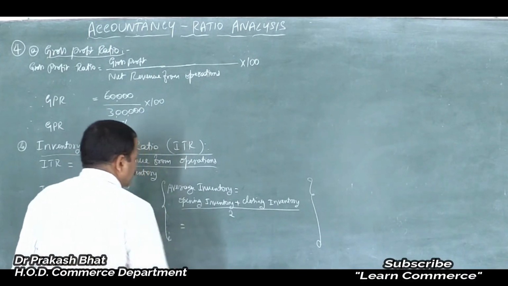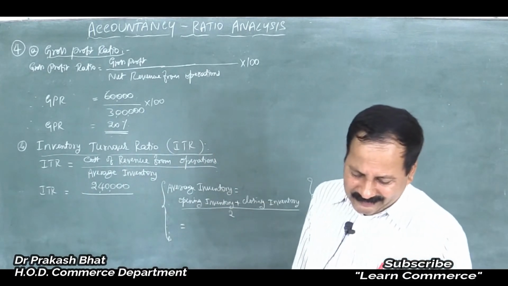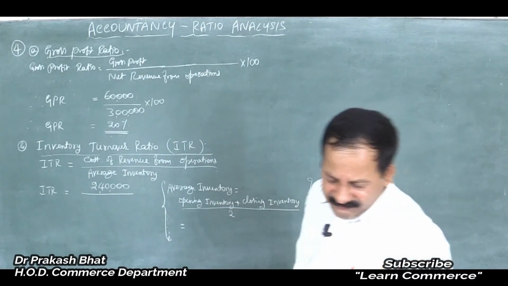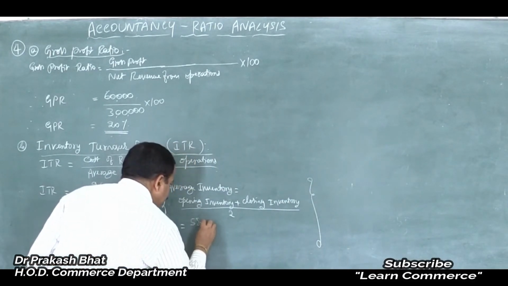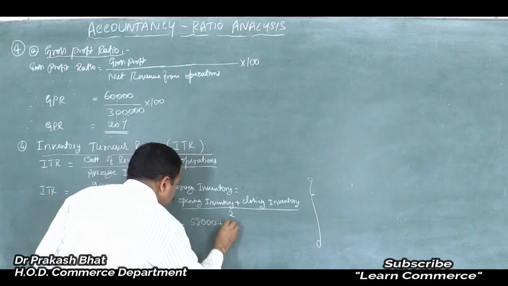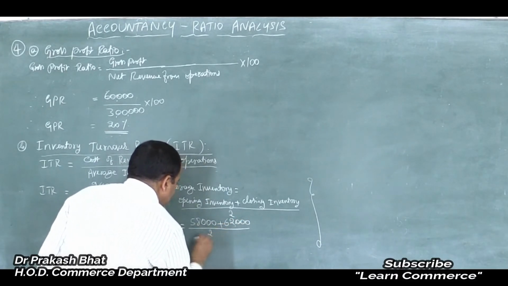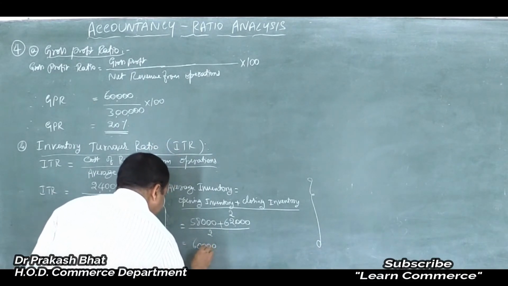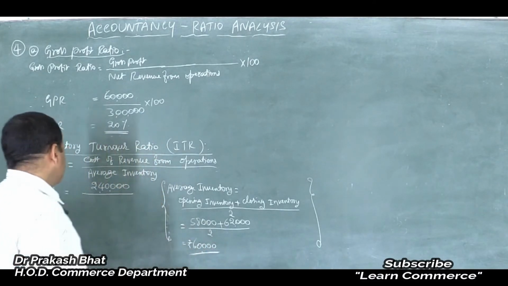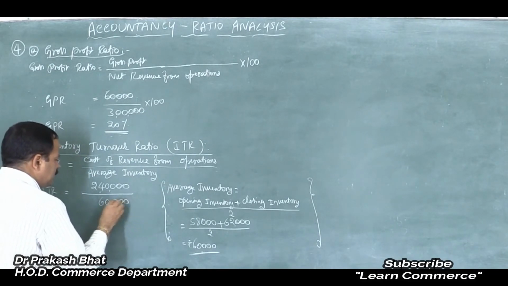Substitute. Opening inventory is given, isn't it? Inventory in the beginning is 58 and inventory at the end is 62. So 58 plus 62 divided by 2 is equal to rupees 60,000, right? 60,000. So we got the answer here. Right here, the same answer.